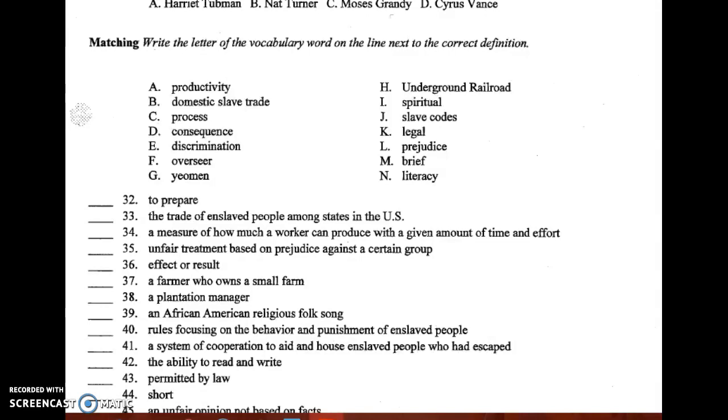Number 32. This word means to prepare. 33. This is the trade of enslaved people among states in the U.S. 34. This is a measure of how much a worker can produce with a given amount of time and effort. 35. This is unfair treatment based on prejudice against a certain group. 36. This word means an effect or a result. 37. This is a farmer who owns a small farm.